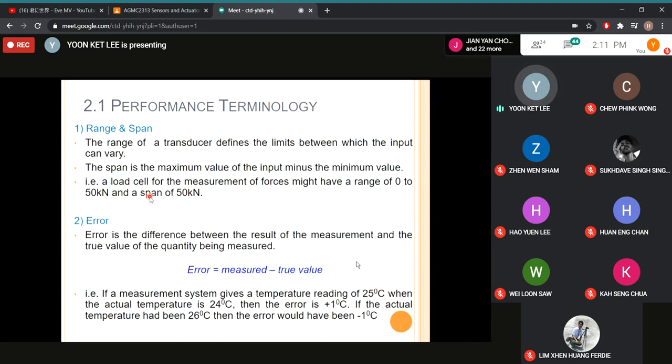And also the span. The span is the maximum minus the minimum value. If the value does not start from 0, or for another sensor such as temperature, the span might be from negative 10 degrees to positive 10 degrees. So what is the span?